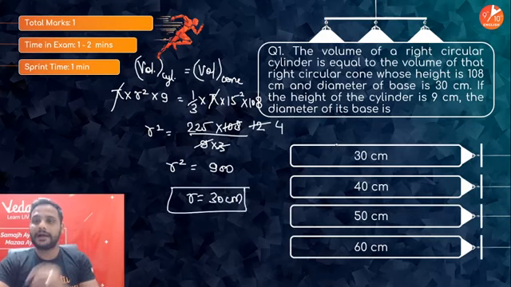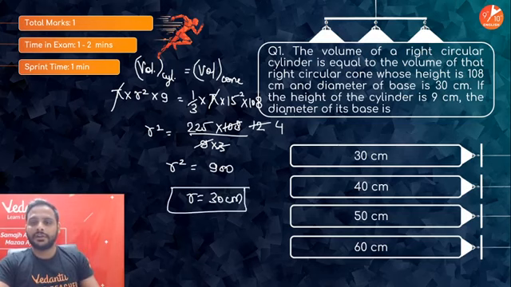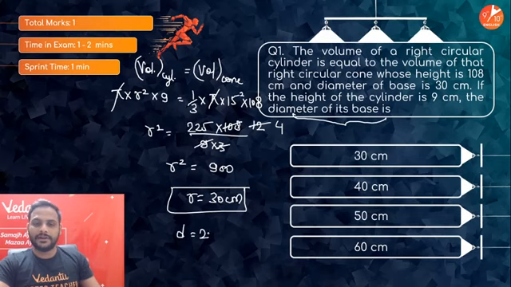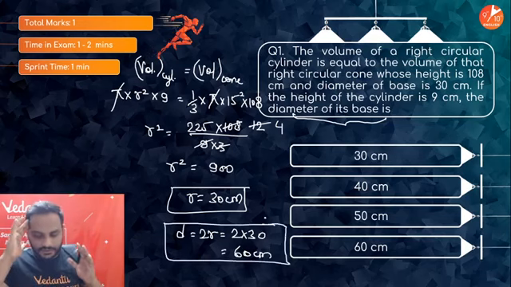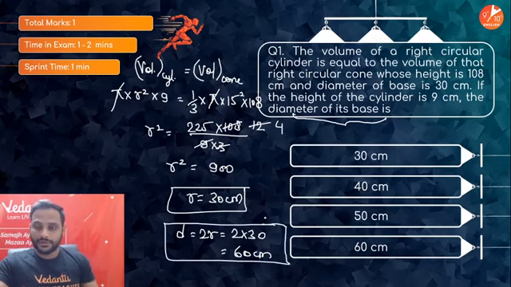But don't mark that answer as the correct one, because the question is specifically asking for the diameter of the base. So diameter will be double the radius, which is 2 into 30, which means 60 centimeter. So this is the mistake which many of us make. Always remember, keep in your head what the question is asking. The question is asking for the diameter of the base. So always focus that at the end, I have to write the answer in the form of the diameter.